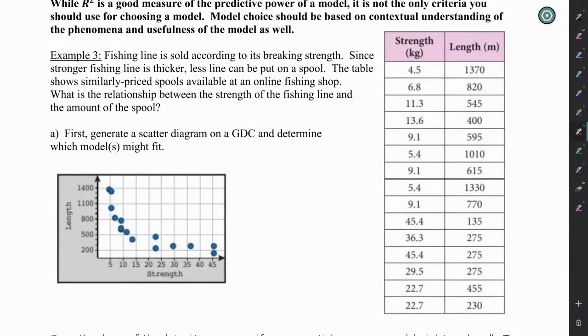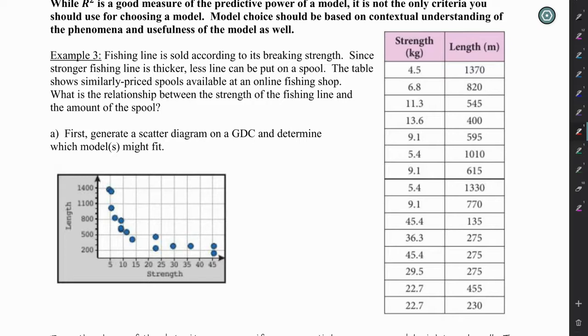While R squared is a good measure of the predictive power of a model, it's not the only criteria you should use for choosing a model. Model choice should be based on contextual understanding of the phenomena and the usefulness of the model as well.